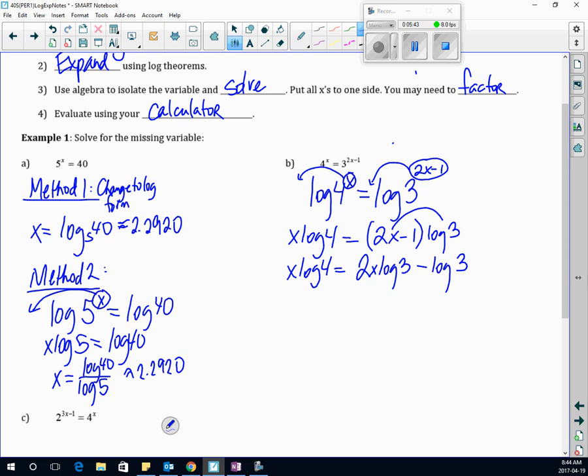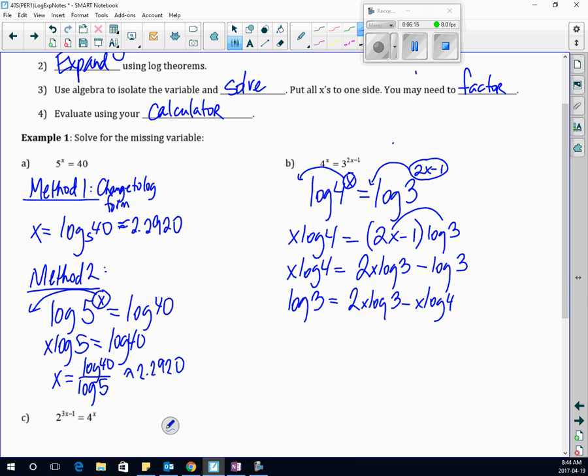Okay, so now I need to get the x's on one side. So I need to move this one over. If you want more positives, I would probably move this over and that over. I don't like working with a lot of negatives, so that's what I'm going to do. So I'm going to have log 3 equals 2x log 3 minus x log 4. Everybody see what I did? I have one negative instead of two negatives this way, right?